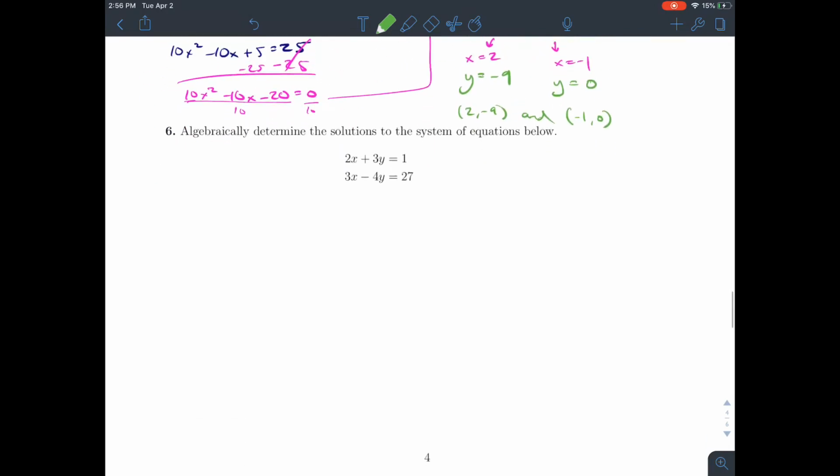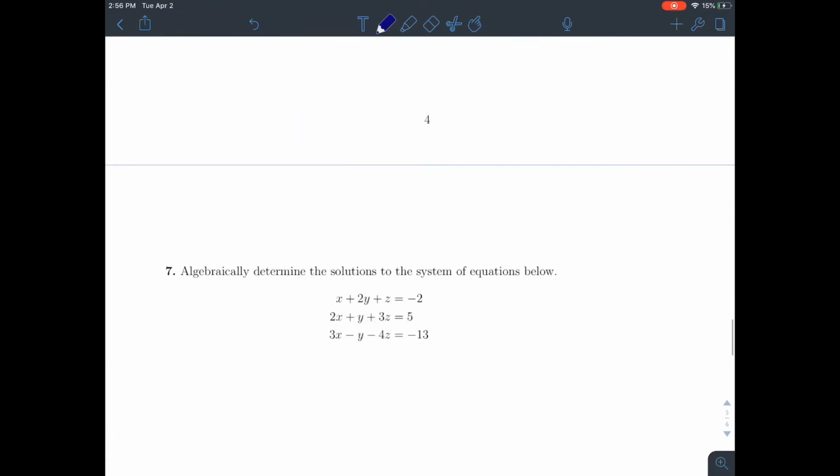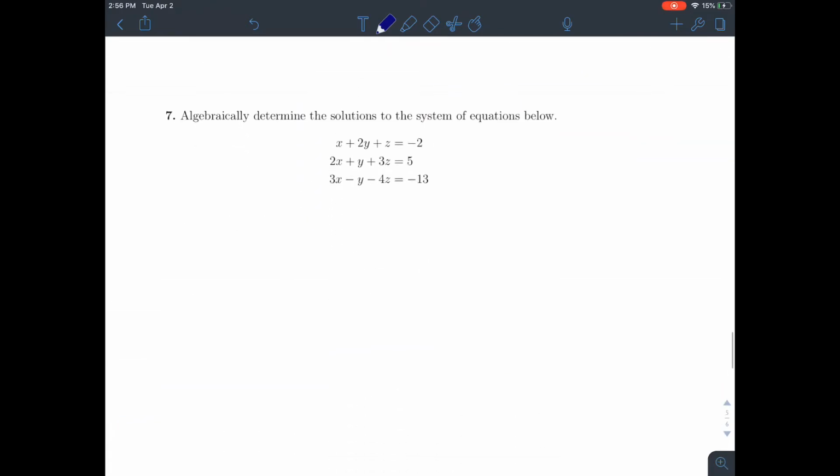Next up, we've got a system of equations that we're going to be solving algebraically. So this one is actually better suited for elimination. And once you realize that, I think it's an easier problem to solve than the one I'm about to do. So I'm going to let you solve this one on your own, and I'm going to go over problem 7 in detail because that's a system of 3 equations.